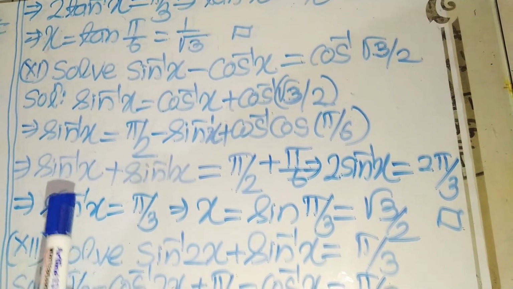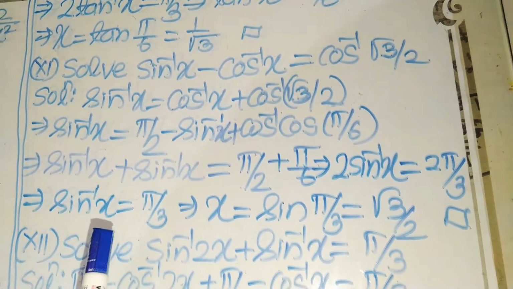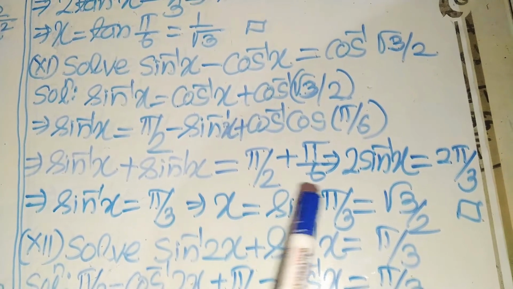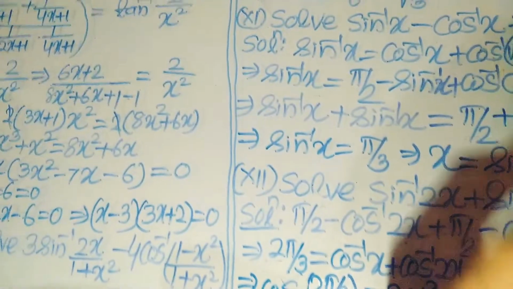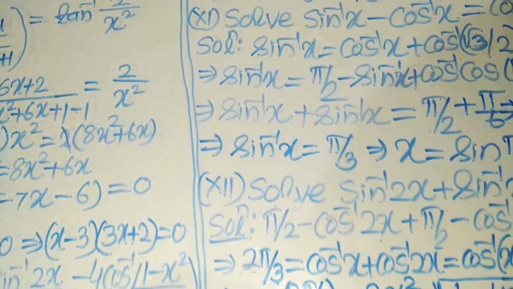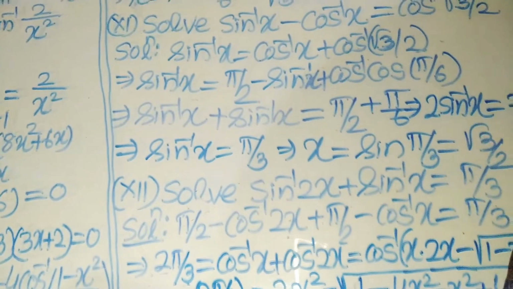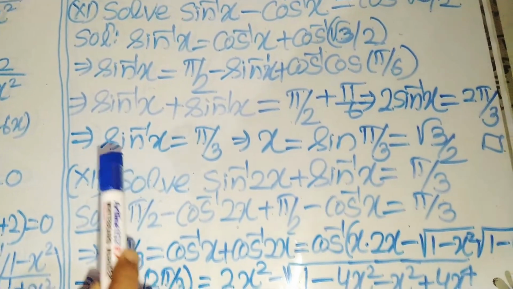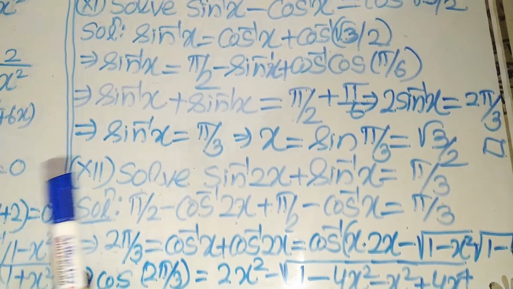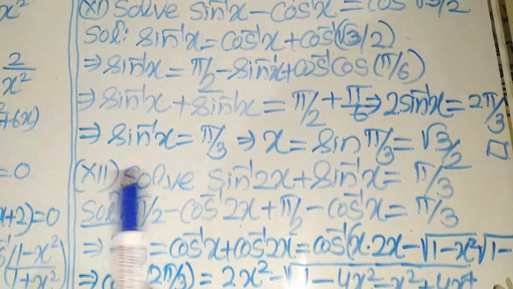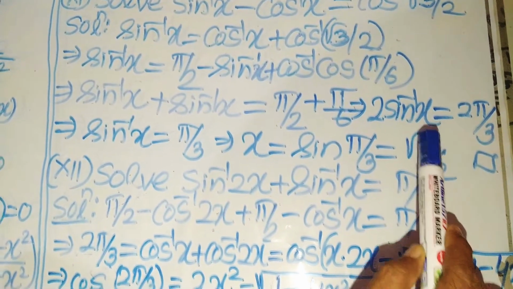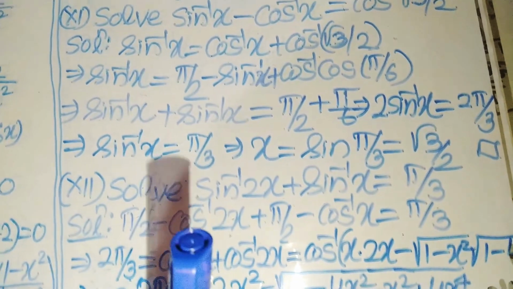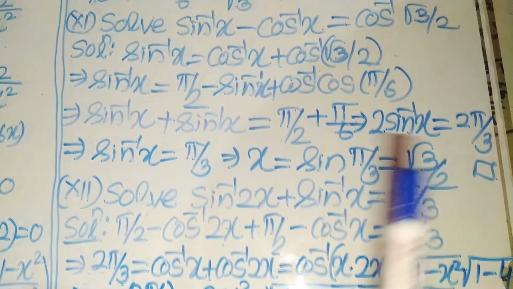This implies 2 sin inverse x is equal to 2 pi by 6, so 2 sin inverse x is equal to 2 pi by 3. Then sin inverse x is equal to pi by 3. That means x is equal to sin pi by 3, that is root 3 by 2. So the value of x is equal to root 3 by 2.